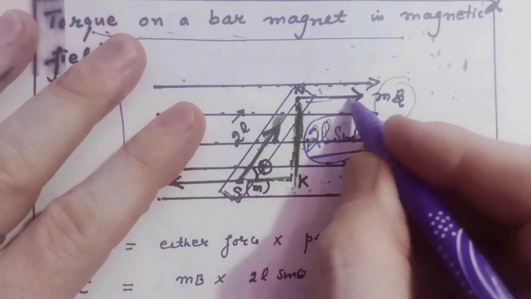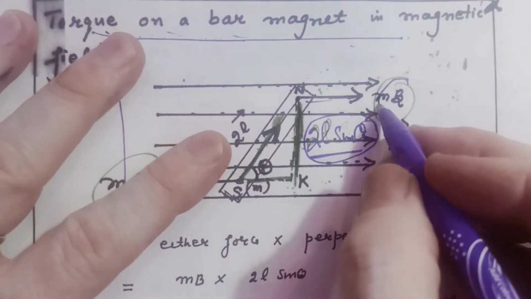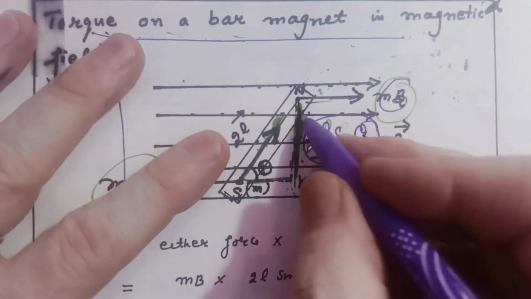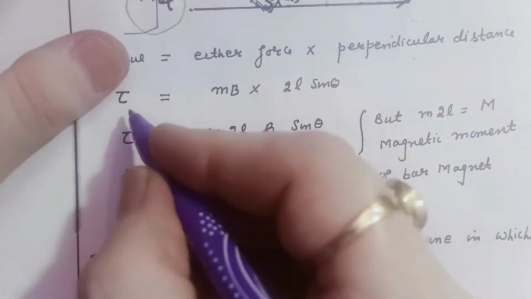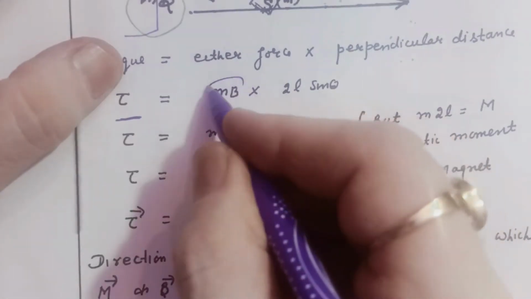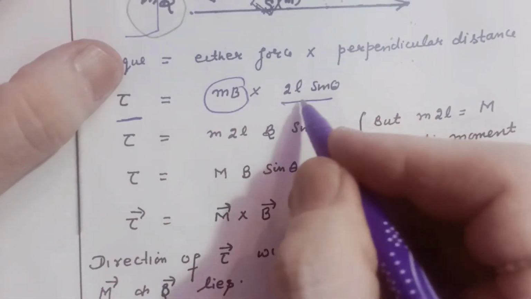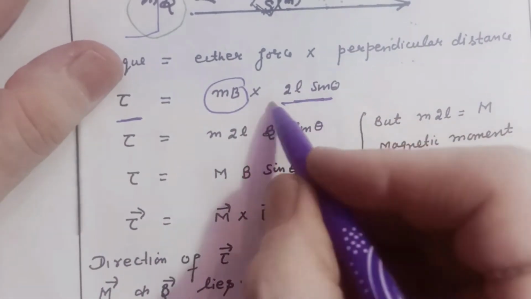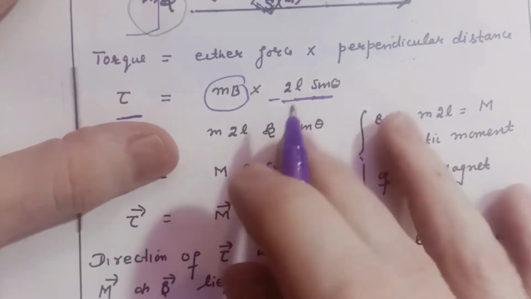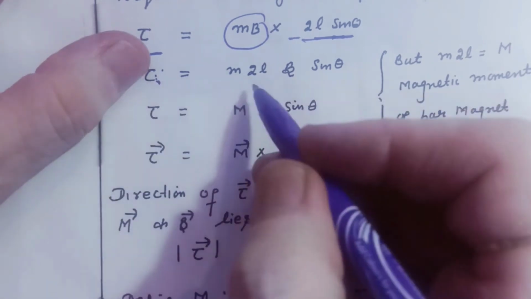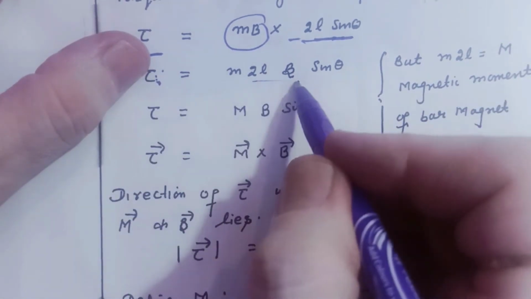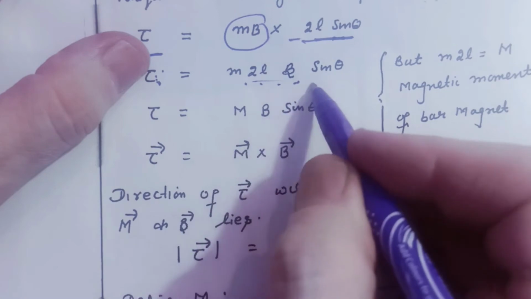Now what is the definition of torque? Either force into the perpendicular distance. So the torque is equal to either force mB into the perpendicular distance, 2L sine theta. Torque is a vector quantity, so here is the expression in magnitude: m 2L B sine theta.